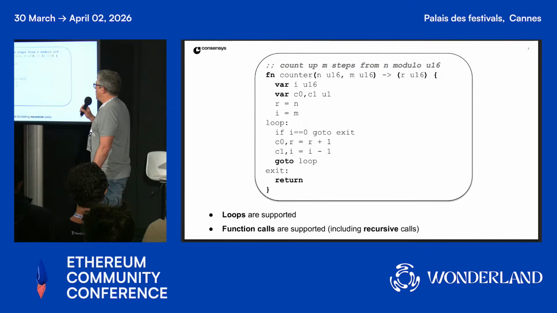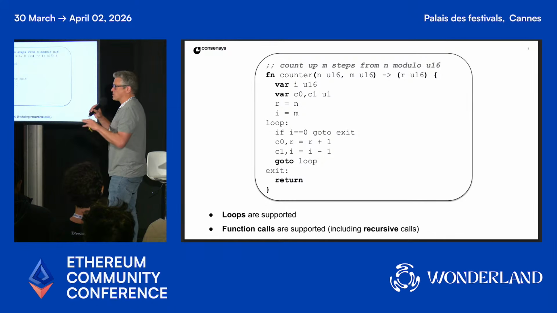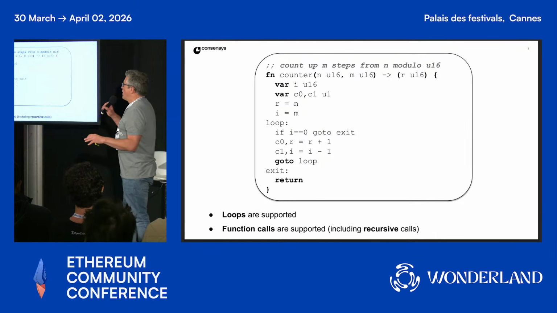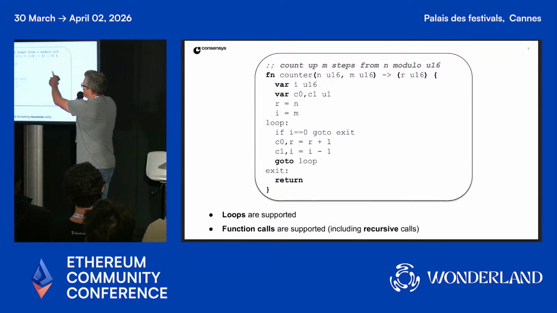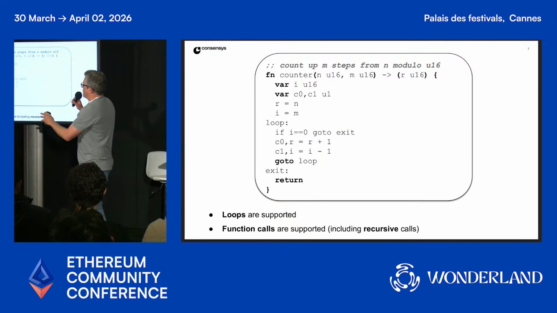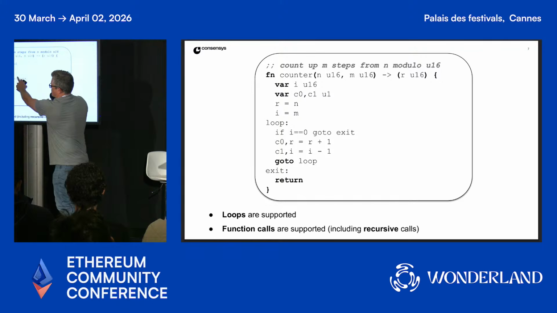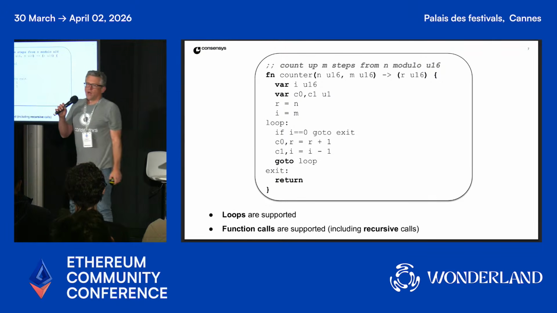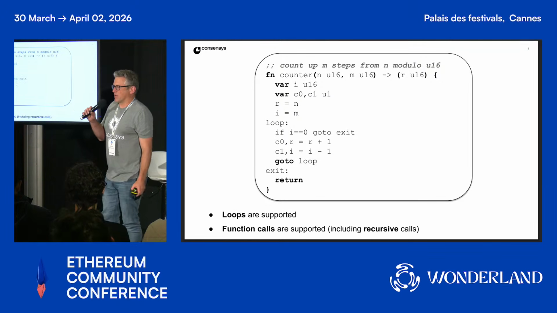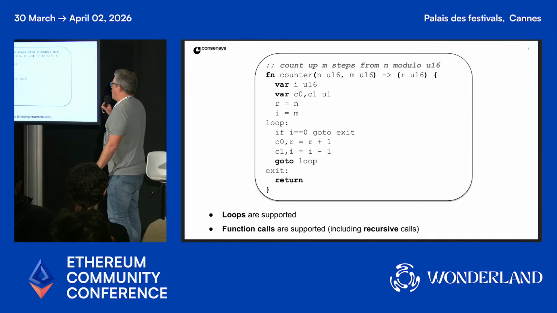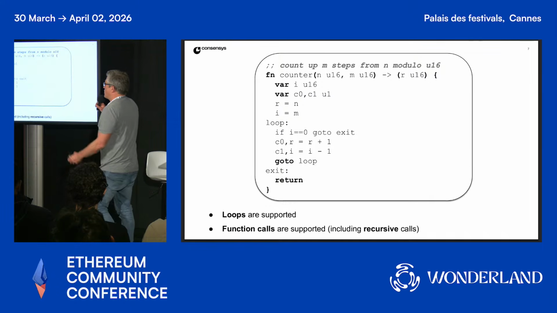Okay, this is a slightly more complex example. The details are not that important, but it's a counter. It counts up m steps from n, producing a result. The key thing is it has a loop. So we have a goto loop, a sort of unstructured loop, as you might imagine in assembly language, if you've programmed in assembly language. And yes, we support loops.